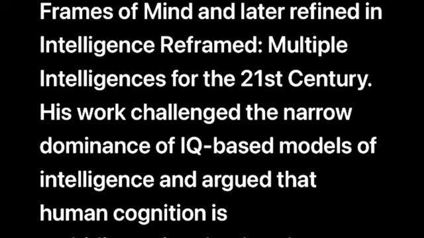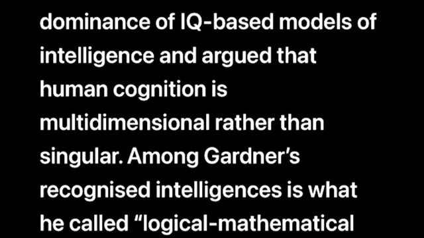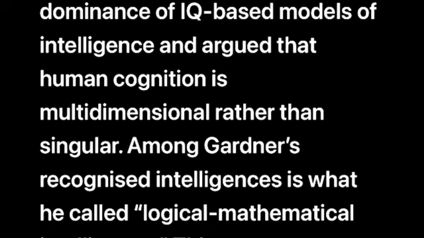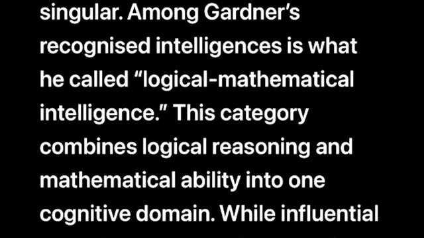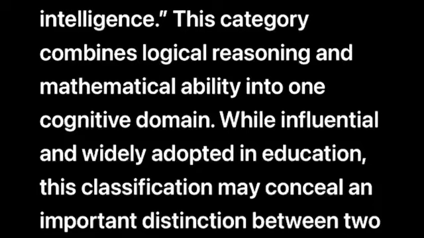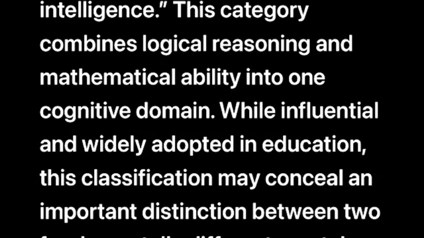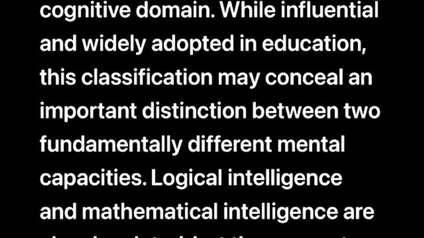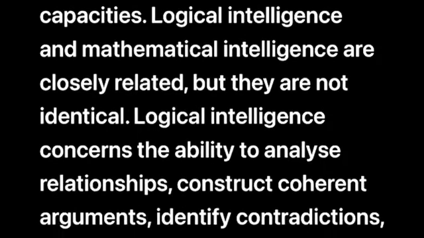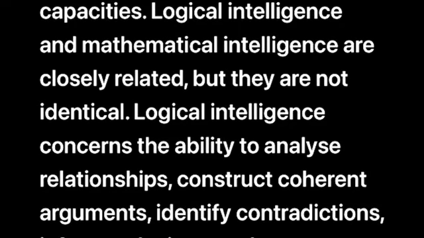His work challenged the narrow dominance of IQ-based models of intelligence and argued that human cognition is multidimensional rather than singular. Among Gardner's recognized intelligences is what he called logical mathematical intelligence. This category combines logical reasoning and mathematical ability into one cognitive domain. While influential and widely adopted in education, this classification may conceal an important distinction between two fundamentally different mental capacities. Logical intelligence and mathematical intelligence are closely related, but they are not identical.